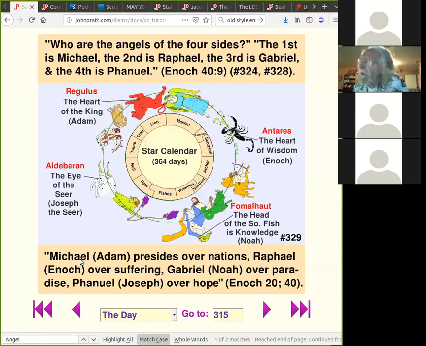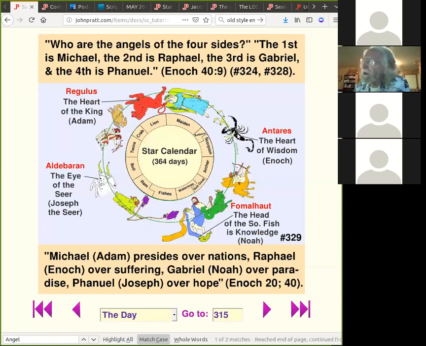So Michael, and now this is a quote from Enoch 20. It should be a colon here, Enoch 20, verse 40. No, I think that's correct, semicolon. It's Enoch chapter 20 and Enoch chapter 40, I believe. I'll have to double check that. Michael, who is Adam, presides over the nations. This is in the book of Enoch. That's like king. Raphael presides over suffering. He is the healer.